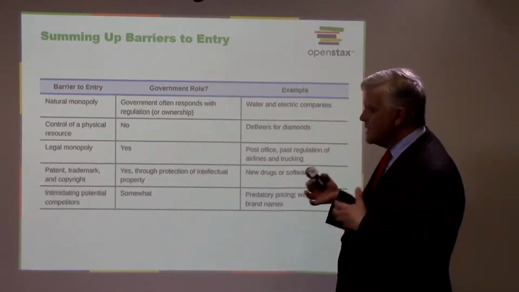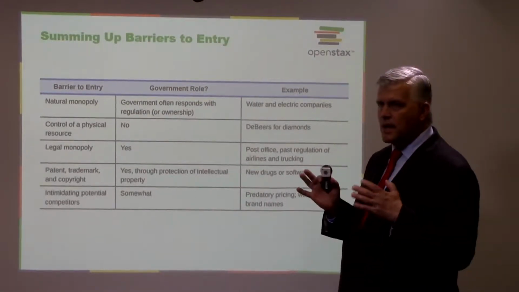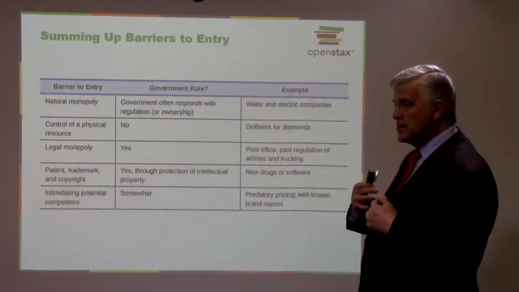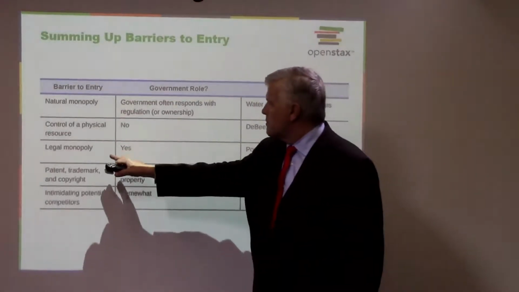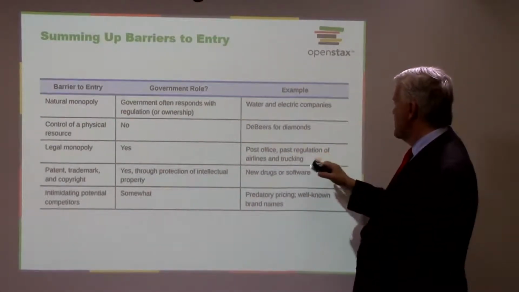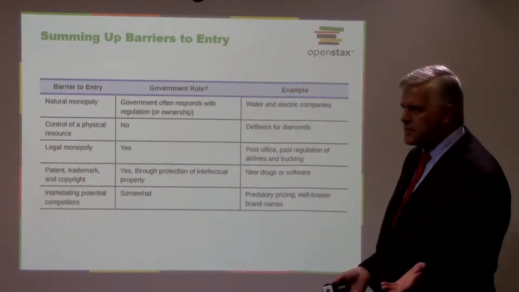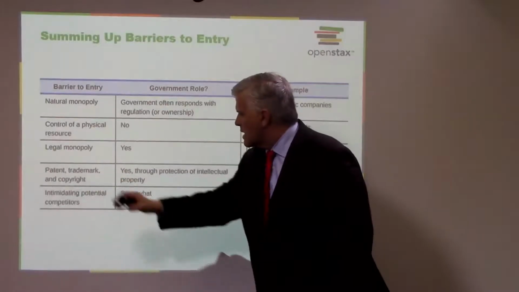That's becoming less and less of a lock as we are discovering diamond mines in other places of the world and are actually beginning to excavate out of those mines. And then you have legal monopoly, and of course, the government does have a role there. I mentioned, of course, the post office, past regulation of airlines, the trucking industry, the railroad industry. And then patent, trademark, and copyright.